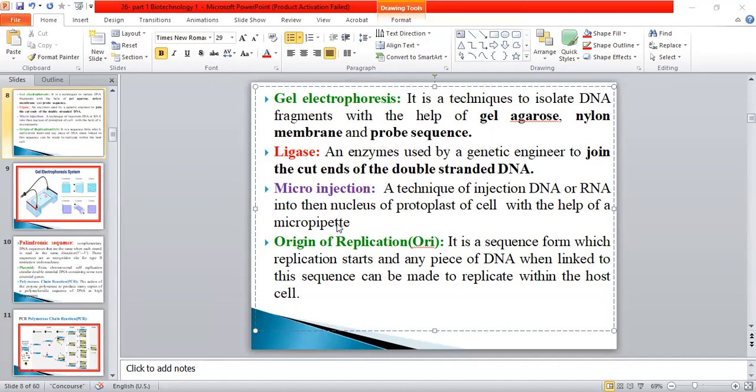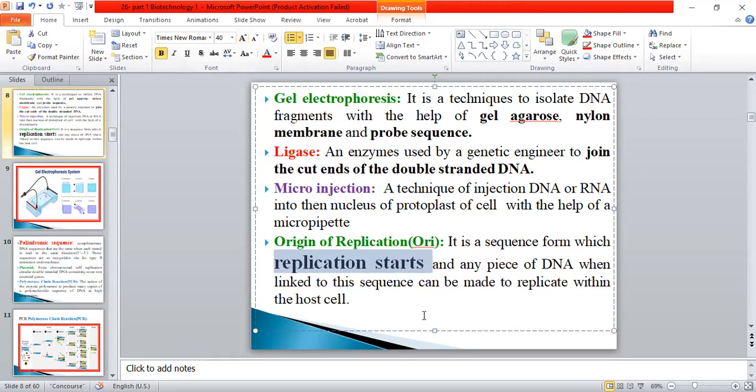Second and next one is called the origin of replication, simply called ORI. Already we discussed those things. Origin of replication is where replication starts, and that gene is called the ORI gene. It is a sequence from which replication starts, and any piece of DNA when linked to the sequence can be made to replicate within the host cell only. The replication starting place. This is very, very important. The ORI is nothing but the replication starting place.